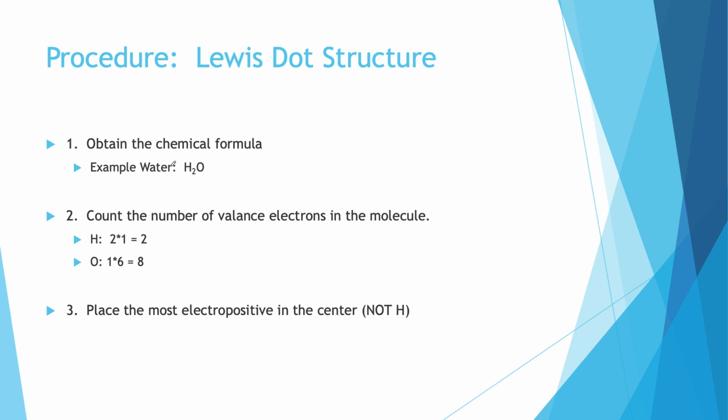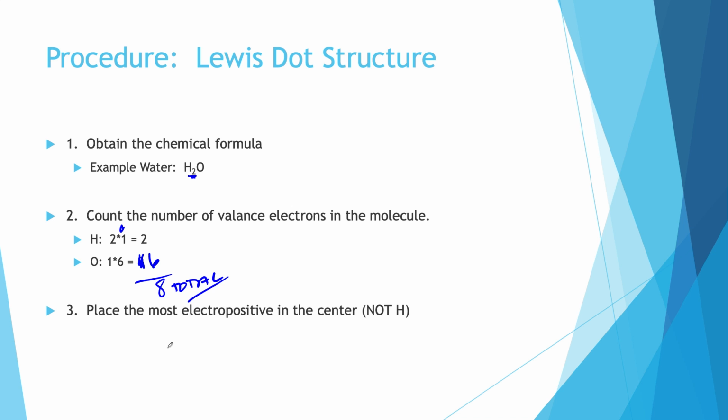So we're going to obtain the chemical formula, and we're going to use water, H2O. Count the number of valence electrons in the molecule. So hydrogen always has 1 valence electron, and there's 2 of them. So 2 times 1 is 2. So hydrogen brings in 2 valence electrons. Oxygen has 6. We have 1 of them, so there's 6 valence electrons, for the sum of 8 total. So this is fun. We're looking at total valence electrons.